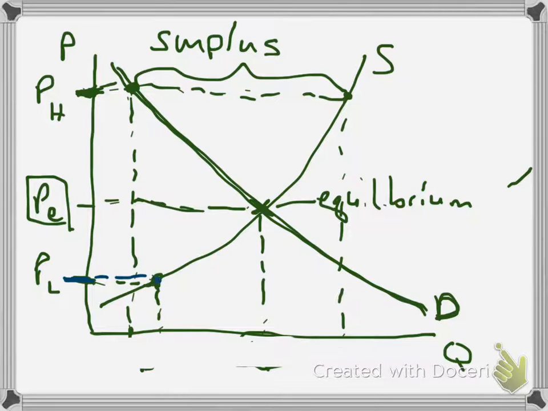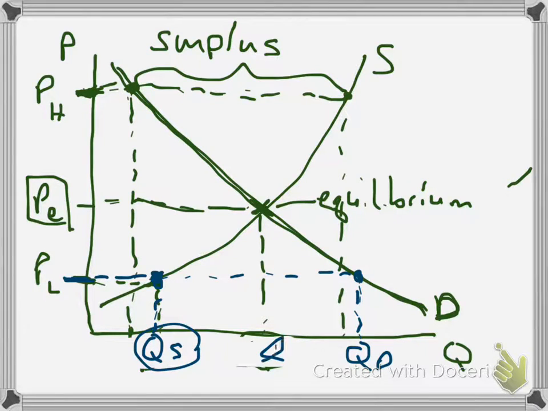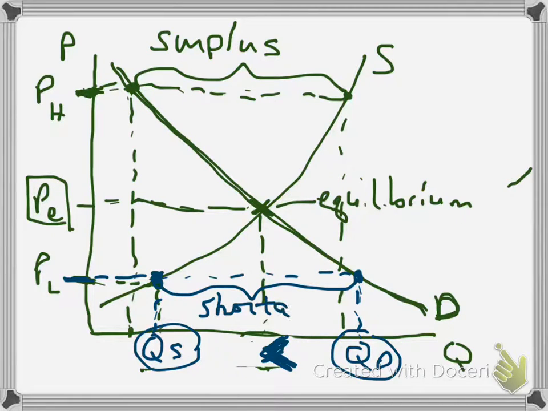You go across and you go to this quantity, you go to the supply curve, and that gives you the quantity supplied. And at the same low price, you go over to the demand curve and down to find the quantity demanded. And so at a low price, or any price lower than the equilibrium price, the quantity supplied is less than the quantity demanded. What do you call that? That gap is a shortage, isn't it? You see it?